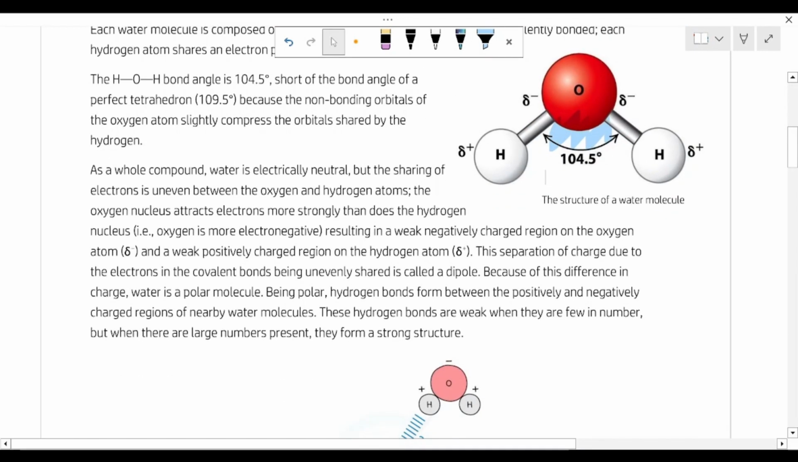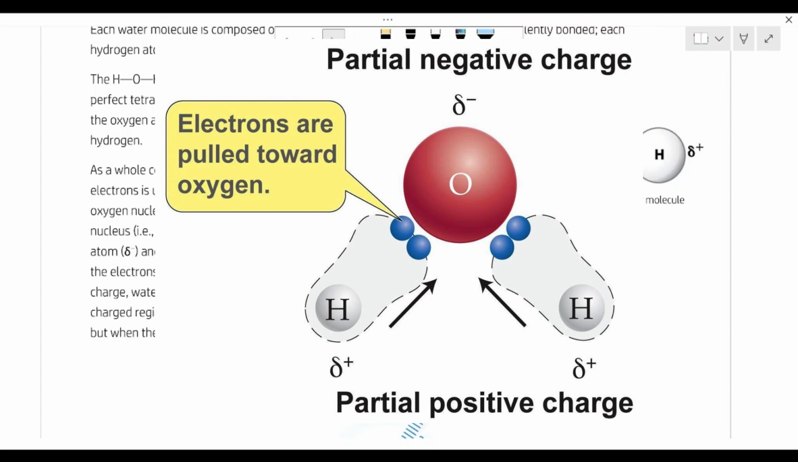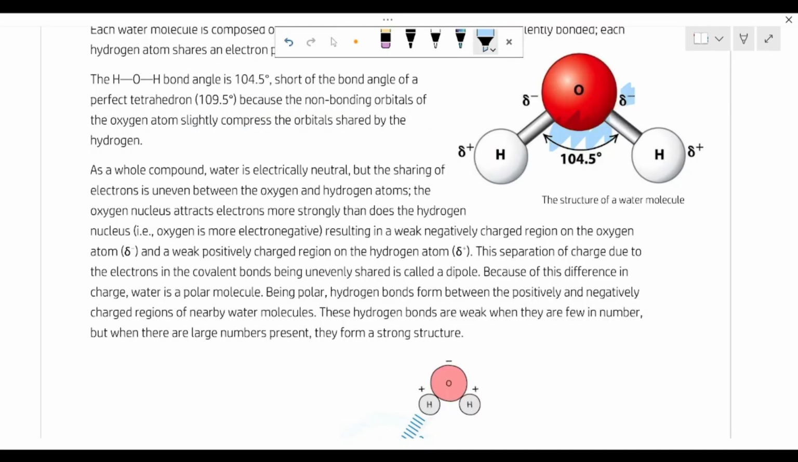As a whole compound, water is electrically neutral, but the sharing of electrons is uneven. Oxygen is greedier than hydrogen. Oxygen has a greater desire for electrons than hydrogen, which is why we refer to oxygen as being highly electronegative. Oxygen is more electronegative than the hydrogen atoms, so there's a weak negative charge on the oxygen and a weak positive charge on the hydrogen. These are illustrated here.